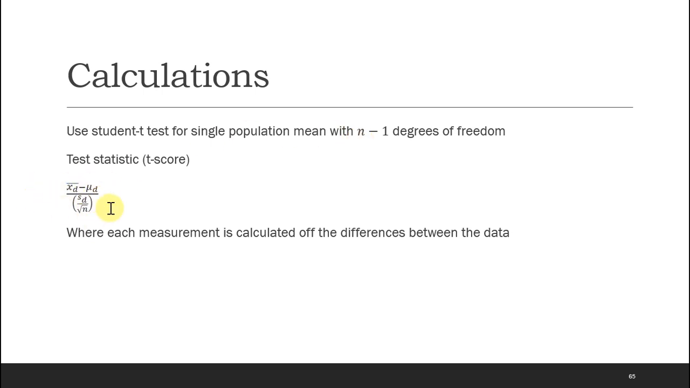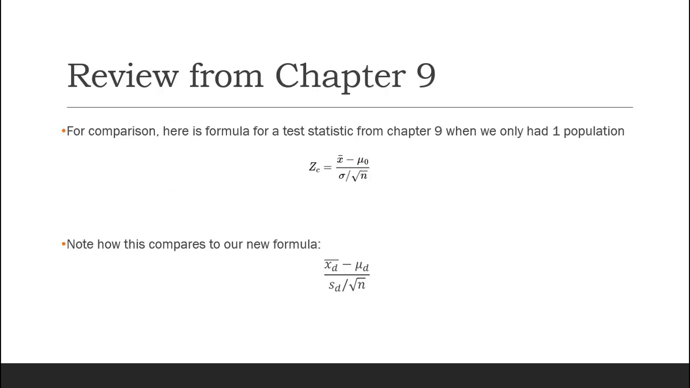Here is my calculation. You're going to notice I have x bar sub d minus mu sub d over s sub d over the square root of n. The sub d is just telling you that we're doing this specifically with differences. Just so that you can see how this formula compares to chapter 9, this is what we were using in chapter 9, where I had x bar minus mu over sigma divided by the square root of n. And now it's x bar minus mu over s divided by the square root of n, and these are just with the differences. So it's literally the same logic of the formula.